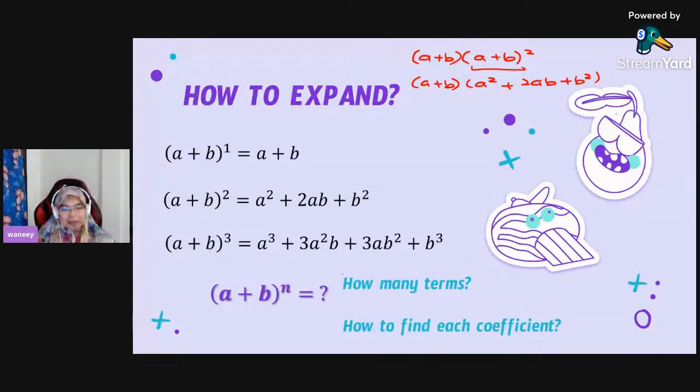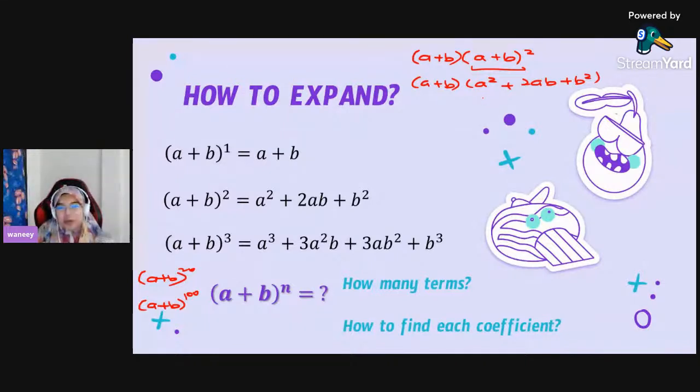But what if we have a plus b to the power of n? That means n is not 1, 2, 3. It can be a very big number. For example, a plus b to the power of 20, or perhaps a plus b to the power of 100. Are you going to keep on expanding them one by one like this? Of course, the answer is definitely no. It's a waste of time.